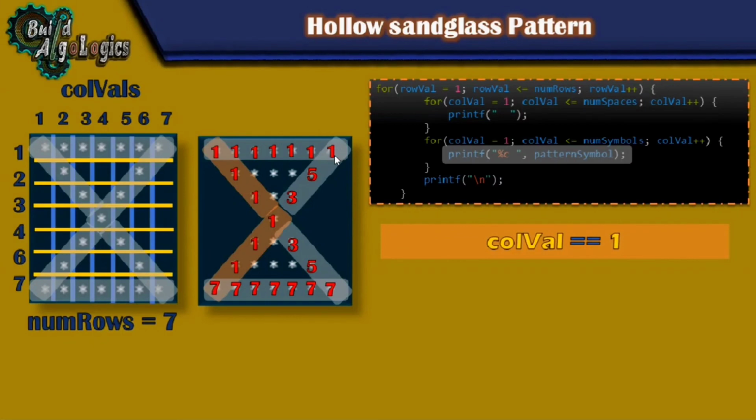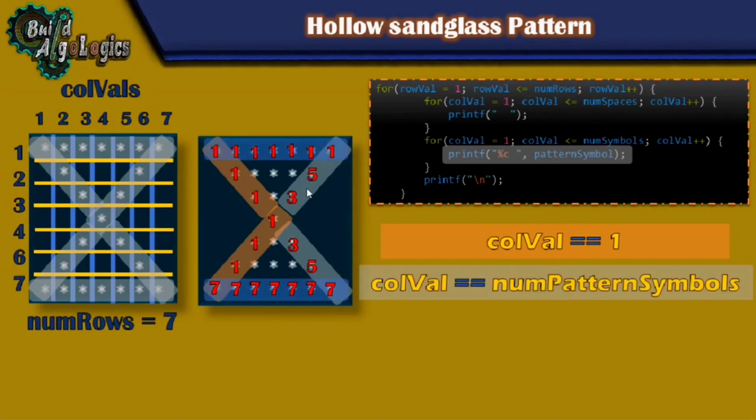Again, for printing this part of the pattern, these values are nothing but our num pattern symbols. For the first row, this value will be 7, and because of this we get these 7 stars printed. Similarly, for the second row, this value is 5 because we are reducing the num pattern symbols value by 2 each time. And as this value is 5 here, we get these stars printed, and so on. So we can say our second condition will be this.